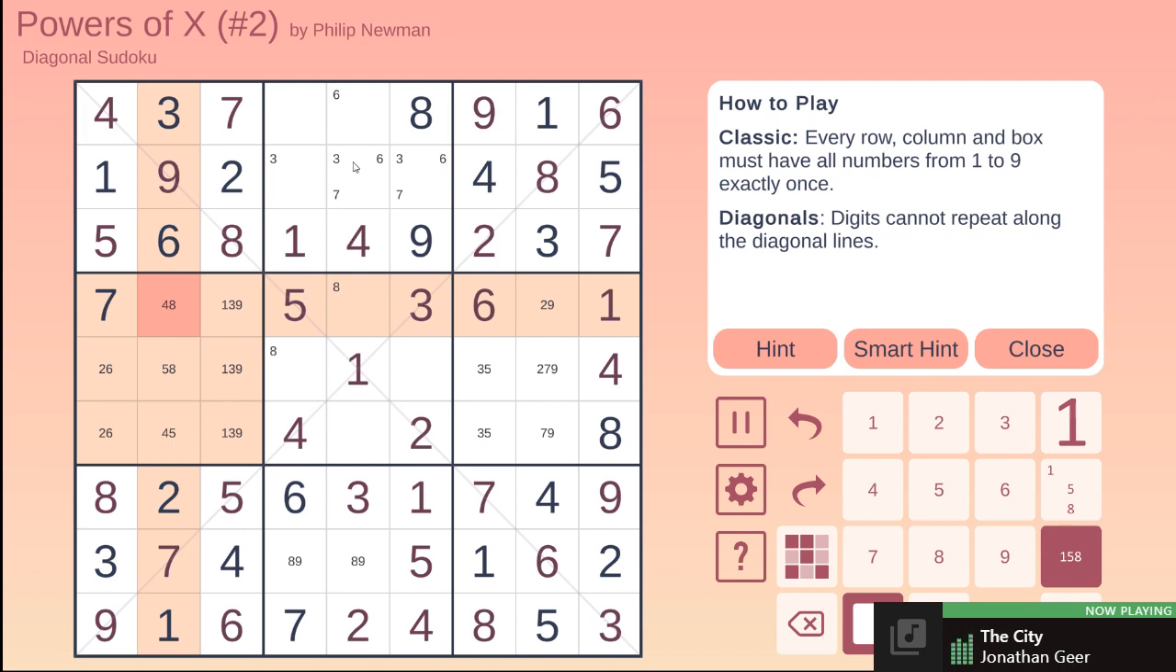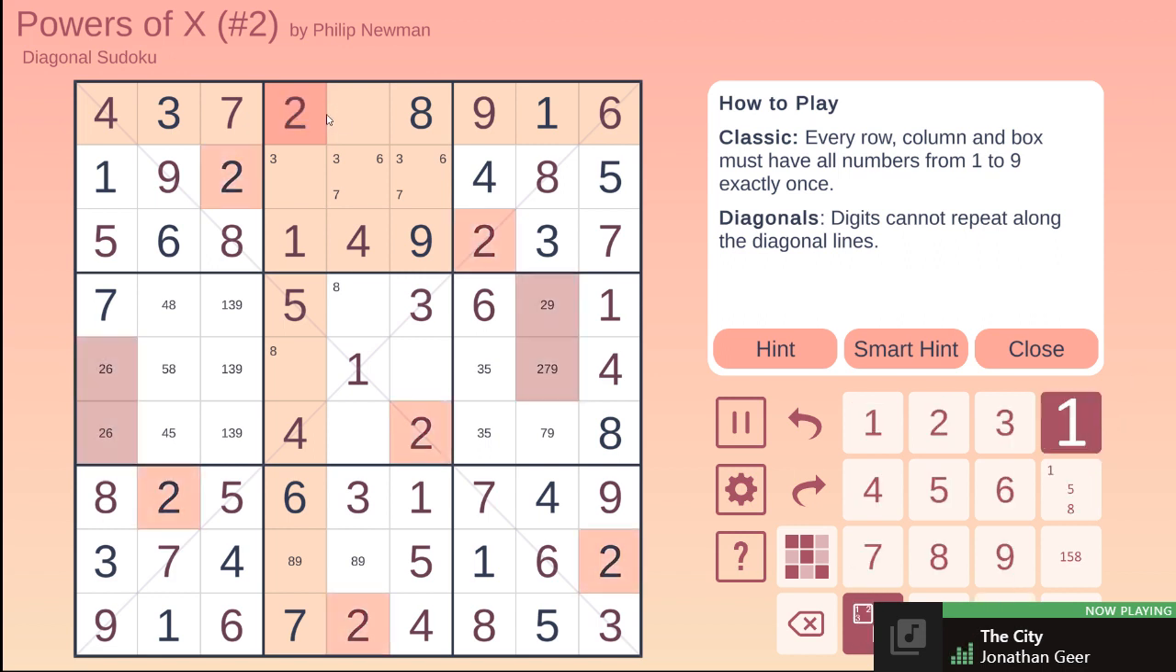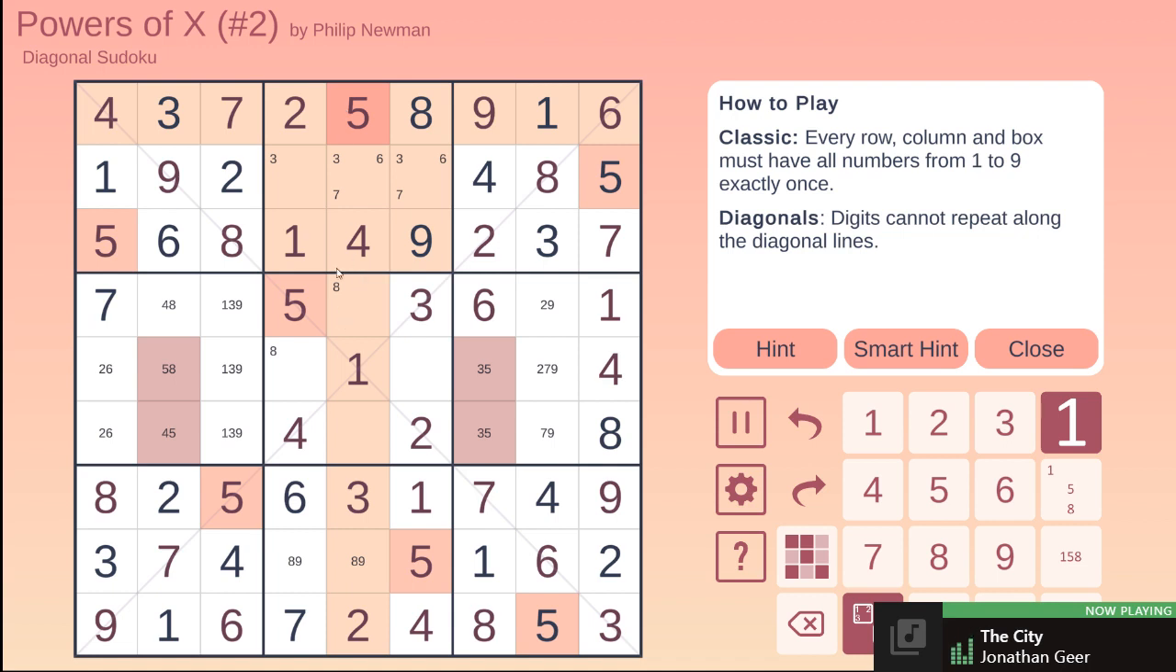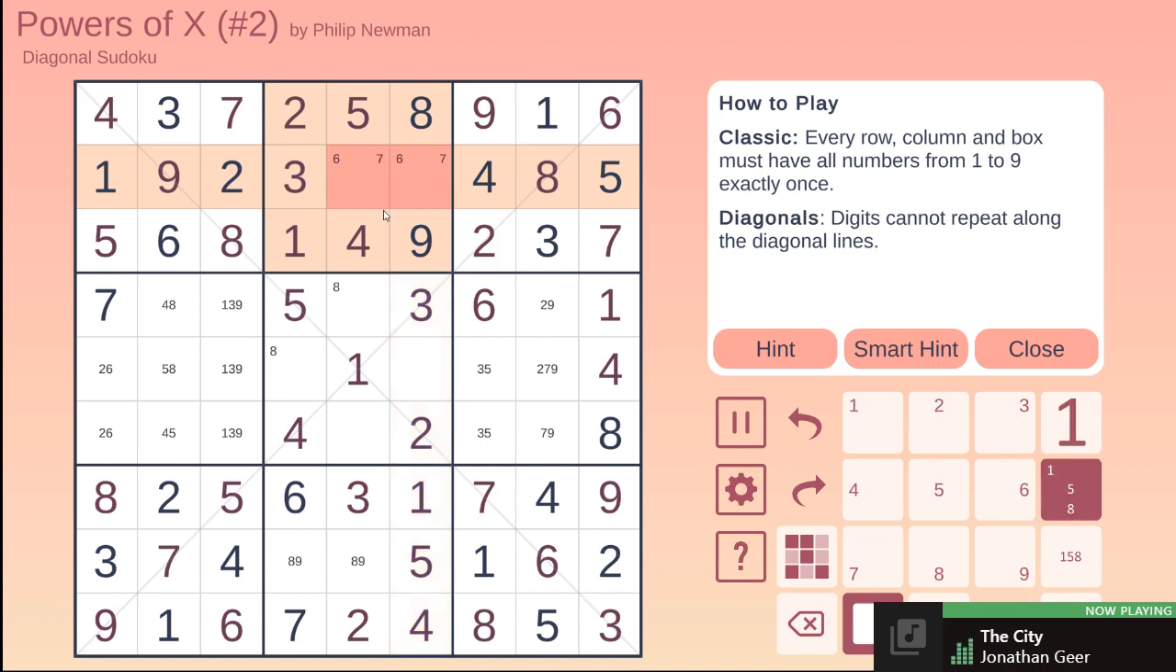What's going on up here? There's 2 digits missing here. One of them's not a 6. That's just not a thing. 2 is one of them, which would be here. And the other one is 5. Great. That means this is for sure a 3, because this cannot be a 6 or a 7. Which means these cannot be a 3. These have to be a 6-7 pair.